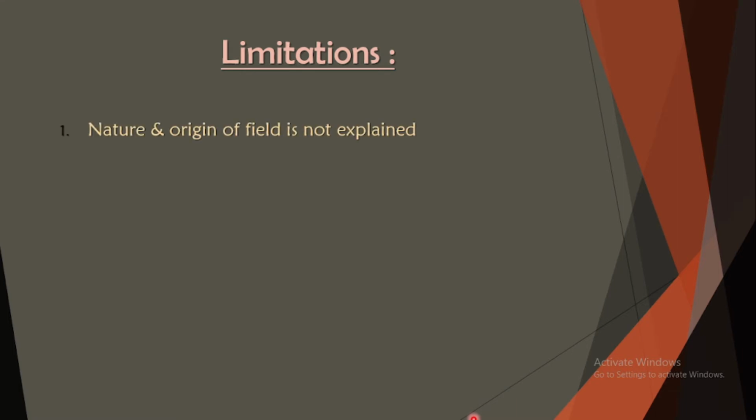Coming to the demerits or the limitations of Weiss molecular field theory, mainly there are two limitations. The first and the most important is that the nature of the field and its origin is not explained by this theory. The assumption is that there exists a molecular field which is due to the interaction between molecules and the magnetic moments. But how it originates and what type of nature it is, whether it is due to electron-electron interaction or dipole interaction, is not explained.